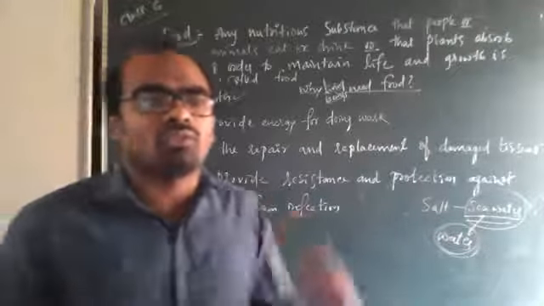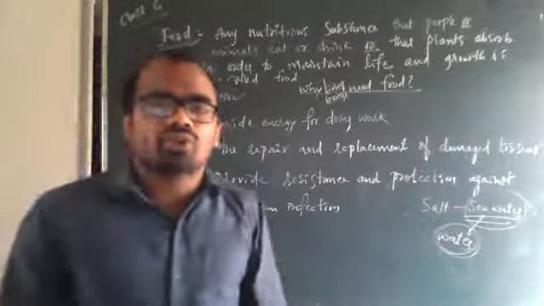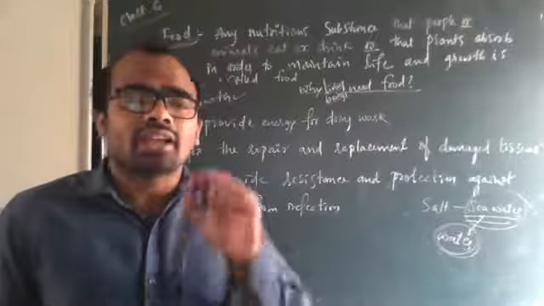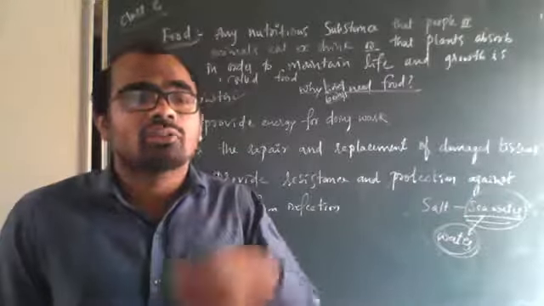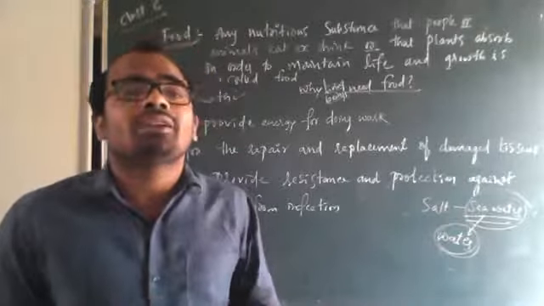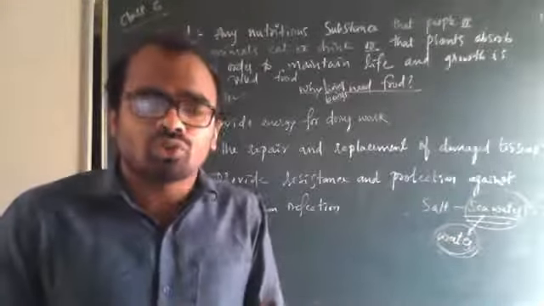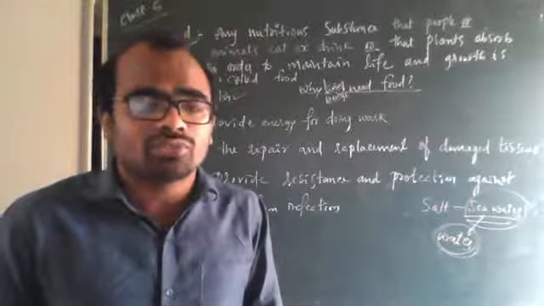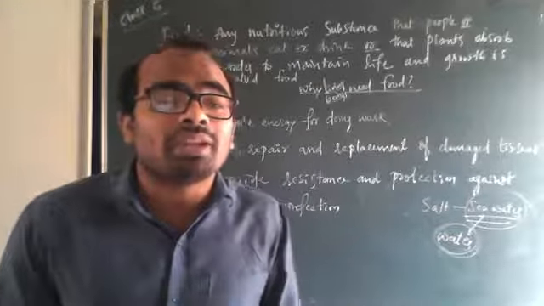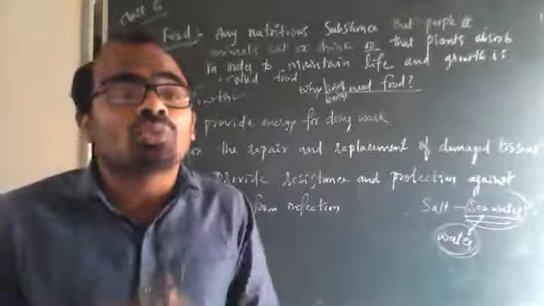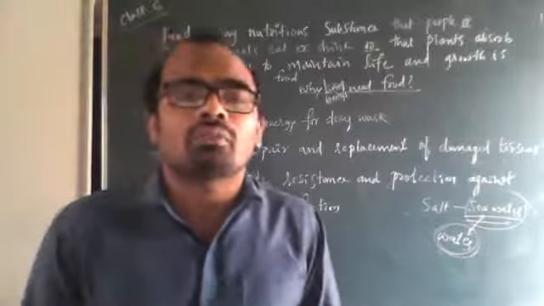Let me finish quickly with this definition. Food, what is food? This is important. What is food and why do we need food? Food is any nutritious substance that people or animals eat or drink, or that plants absorb, in order to maintain life and growth. So why do we need food? For the growth of living beings, to provide energy for doing work, for the repair and replacement of damaged tissue, to provide immunity, or resistance and protection against diseases from infection.